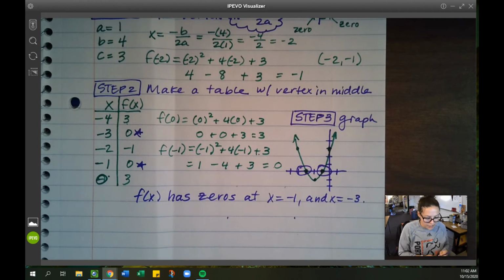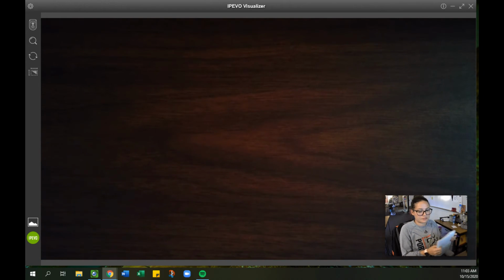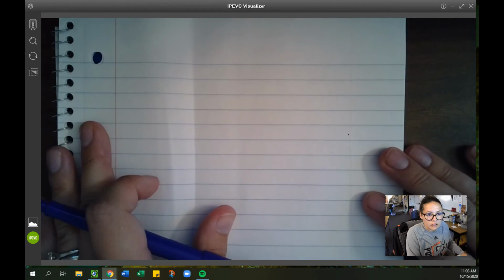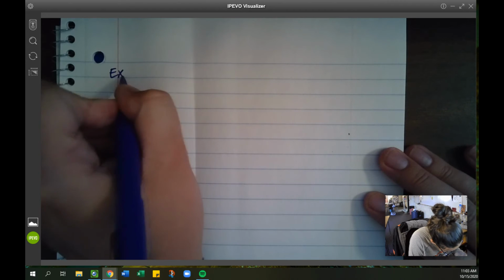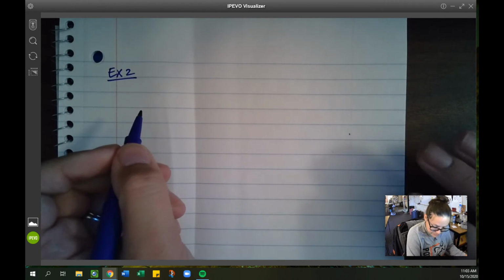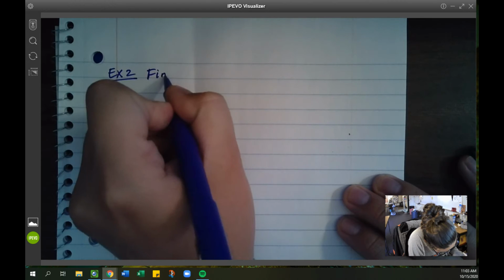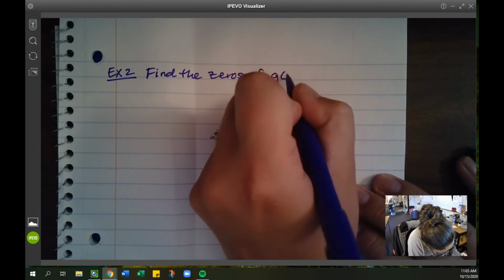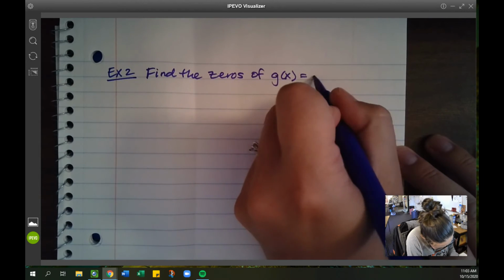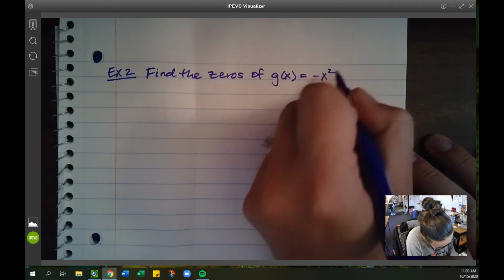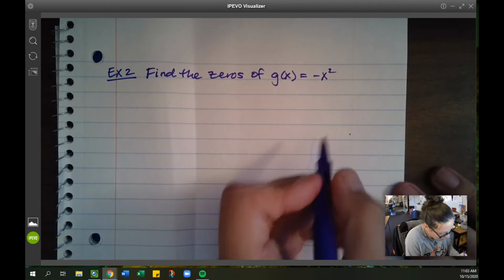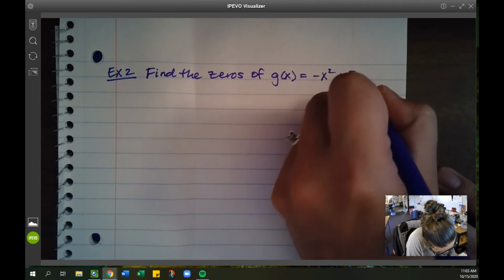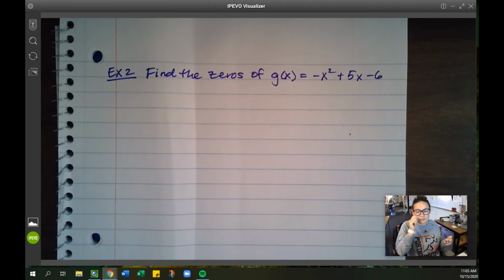All right, let's try another example. Just one more, to make sure you guys got the idea. All right, example 2. Find the zeros of g of x equals negative x squared plus 5x minus 6.